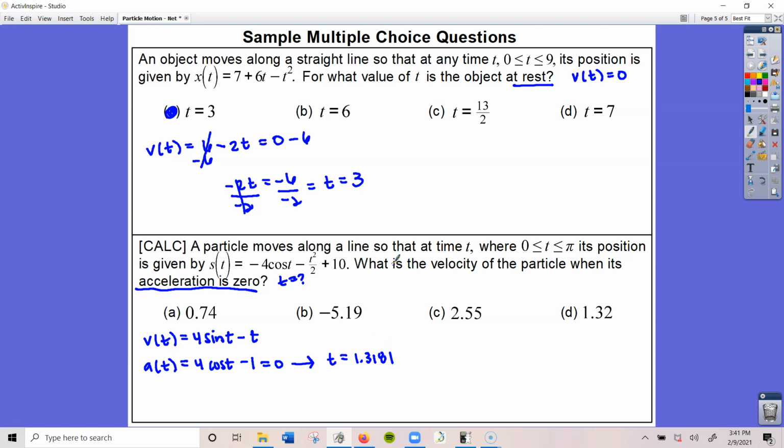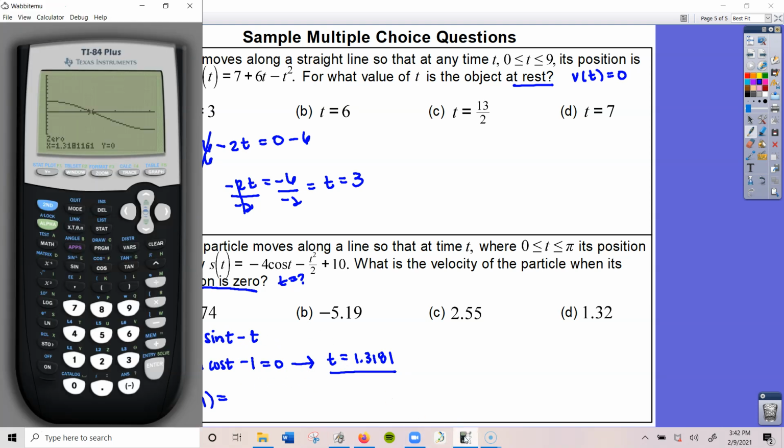Now the question is asking, what is the velocity of the particle at this time? So that means I'm going to take this number and plug it into my velocity equation. Now you can do one of two things. You can just go to the calculator and plug in those numbers, or you can graph the function and then find the value. I usually just like to graph the function and then find the value. So 4 sine x minus x. Just because I like doing it this way because the calculator is the one that does all the work.